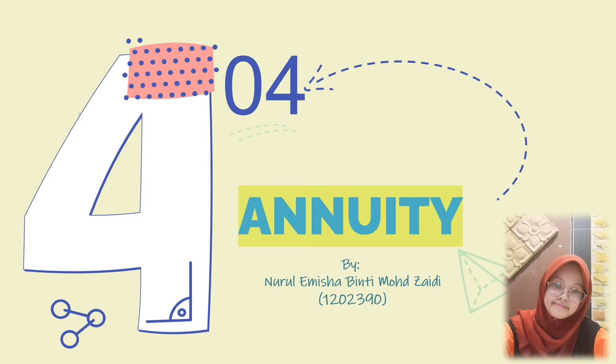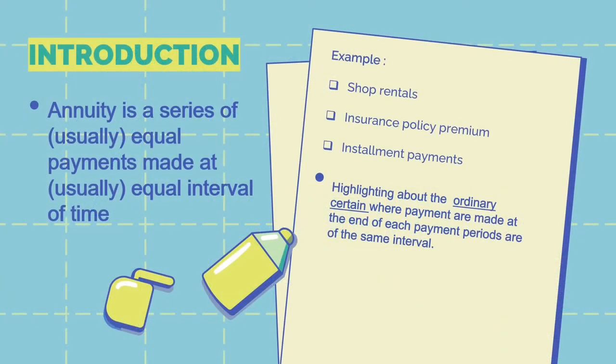So, today I'm going to present about the annuity. Okay, firstly we're going into the introduction of annuity. Annuity is a series of mutually equal payments made at mutually equal intervals of time. There are many examples of annuity. Three of them are shop rentals, insurance policy premium, and installment payments. In this topic, we're going to highlight the ordinary certain annuity, where payments are made at the end of each payment period or of the same interval.